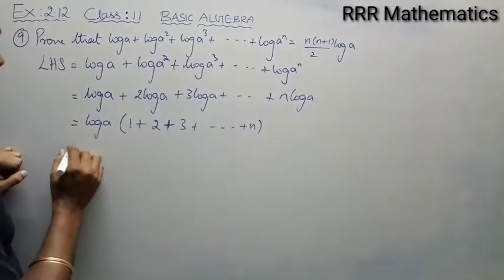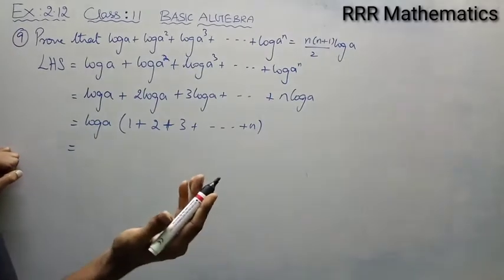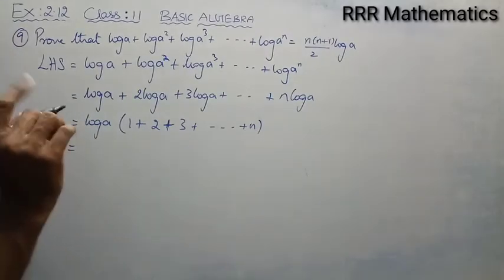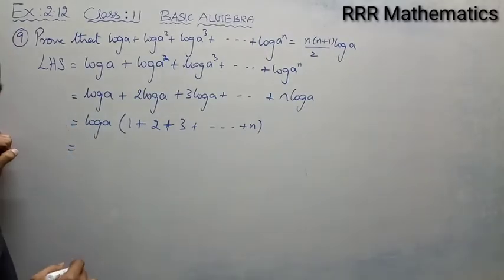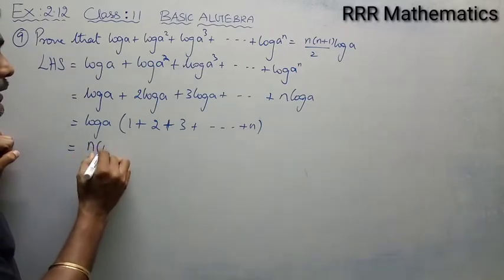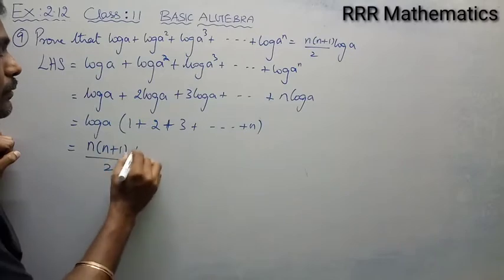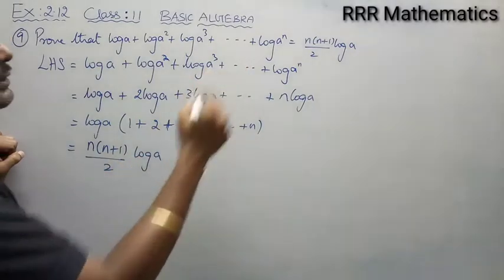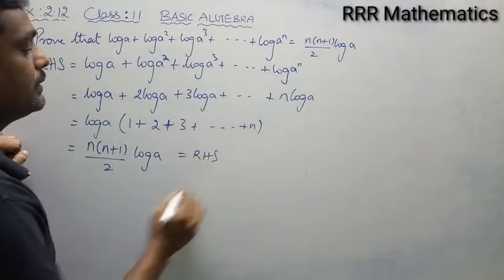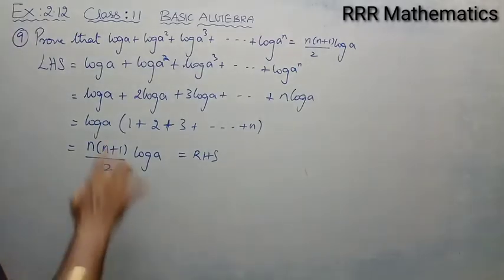n. What is this? Sum of the natural number. What is sum of the natural number formula? You studied in 10th standard. Anyone tell me? Yeah, very good. n into n plus 1 by 2 log a. This is what your right hand side. Hence proof. Very simple. Just see the question.